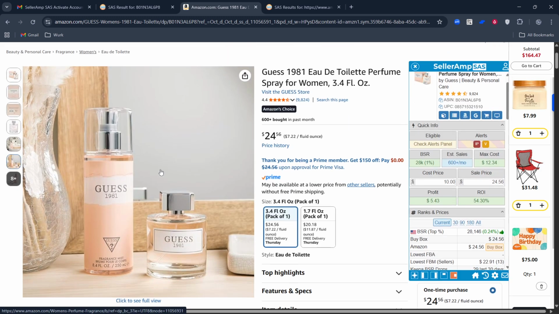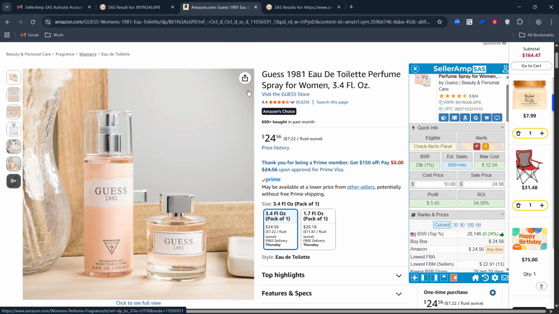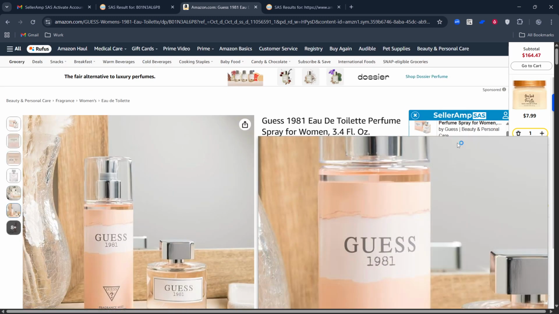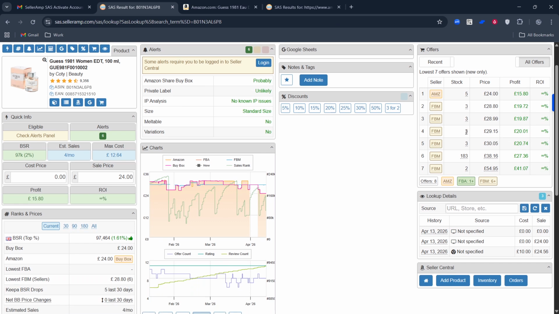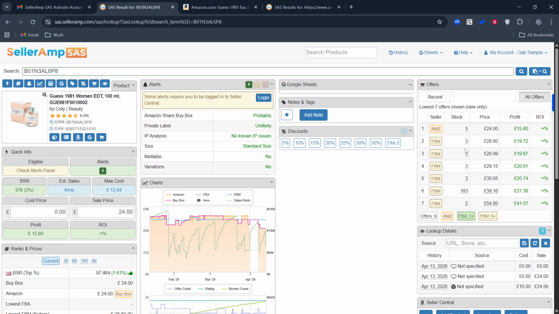Once SAS is open, scroll to the Offers panel. This is your hub for competitor insight. Here you'll see how many sellers are on the listing, whether they're using FBA or FBM, and the prices they're offering. FBA means the seller uses Amazon's fulfillment, which often leads to faster shipping and stronger buy box eligibility, while FBM means the seller ships the item themselves. The Offers panel shows you your direct competition in one place.